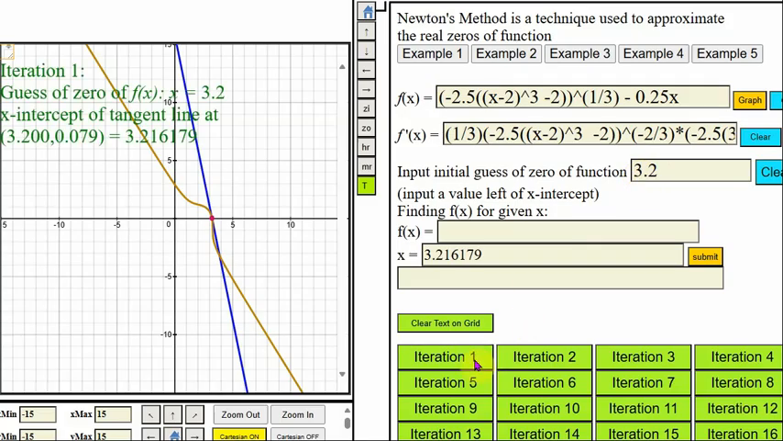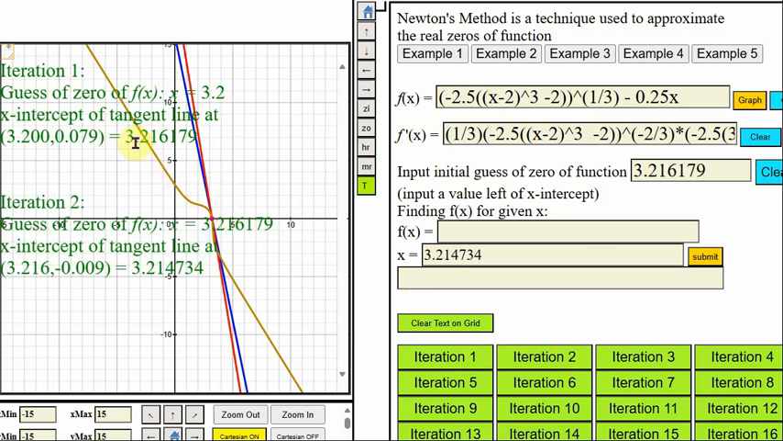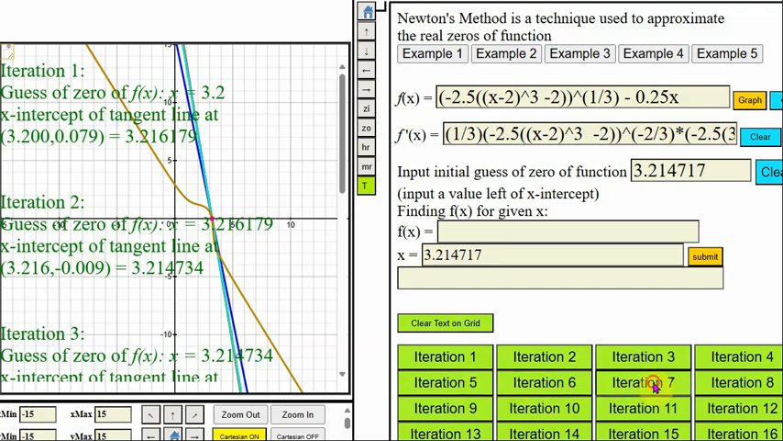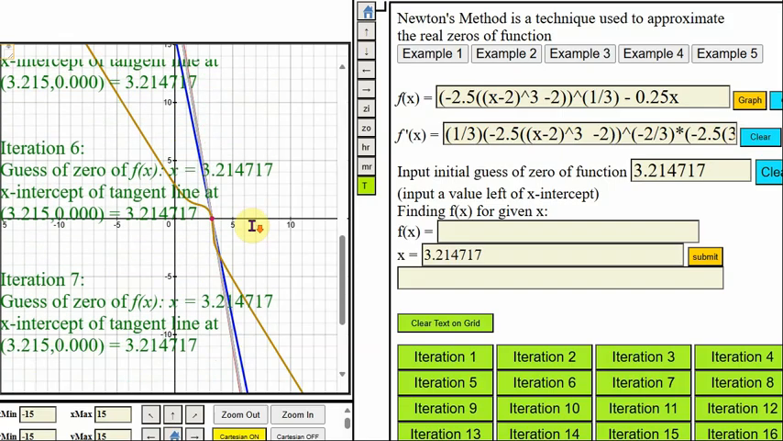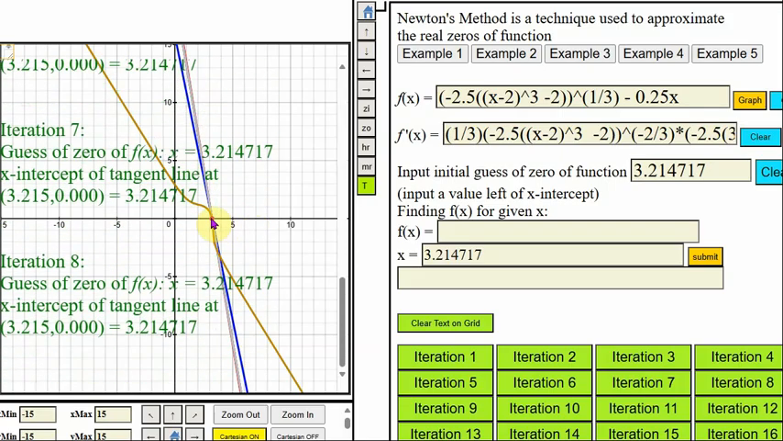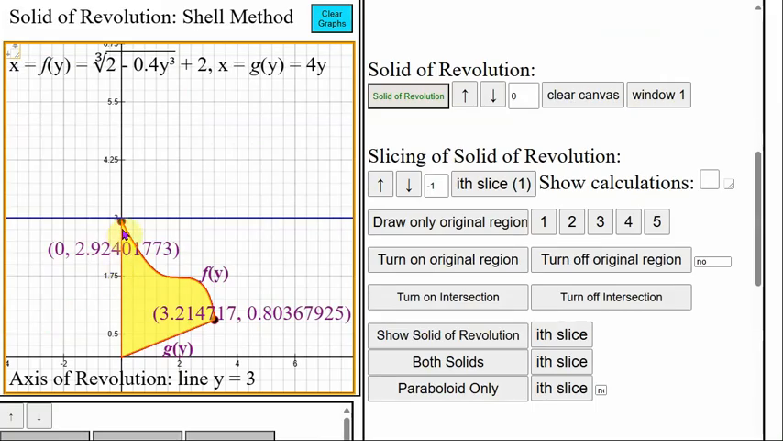So after the first iteration here, we got the solution to be approximately 3.216179, and then continue on to the other iterations. And so here's after 8 iterations, and so we got the x-intercept right here to be about 3.214717. And so that's Newton's method. And so here's the points of intersections once again.